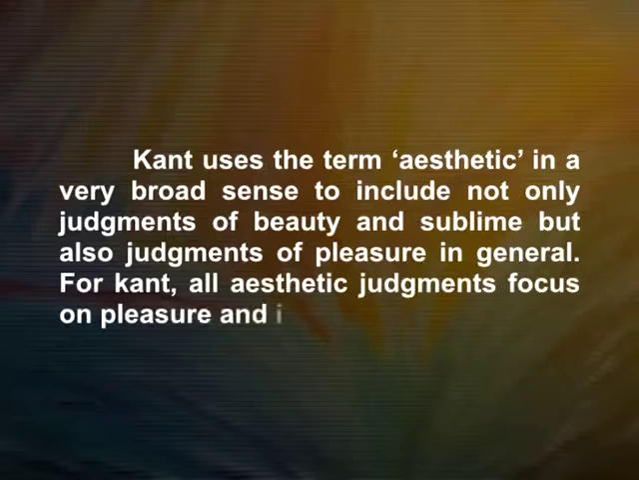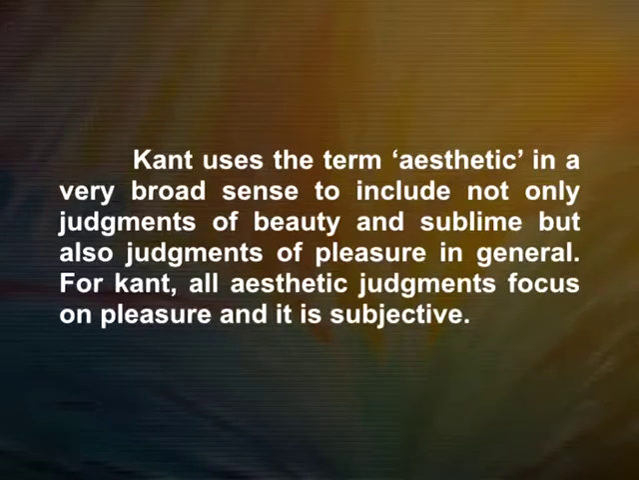For Kant, all aesthetic judgments focus on pleasure and it is subjective. Pleasure does not play a role in the cognition of the objective world external to the subject. He also thinks that such judgments are stable and universal in a way that other pleasures are not. He divides the discussion of his theory into 4 parts, each of which treats a major concept.